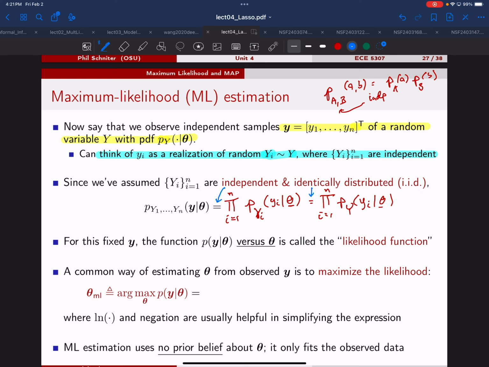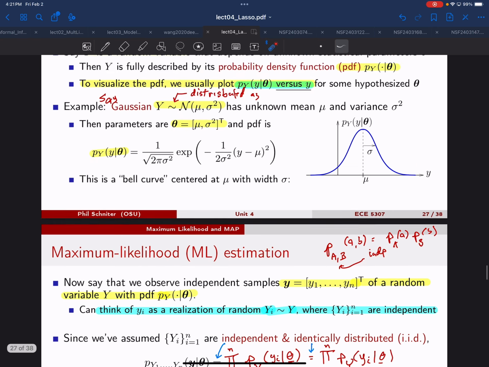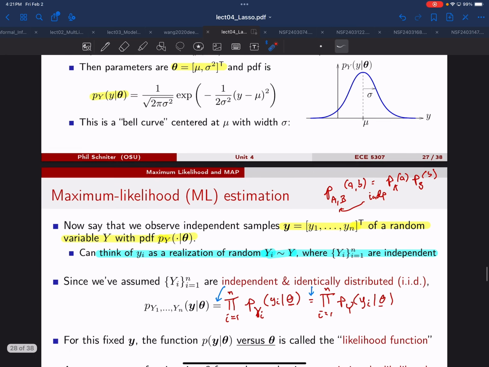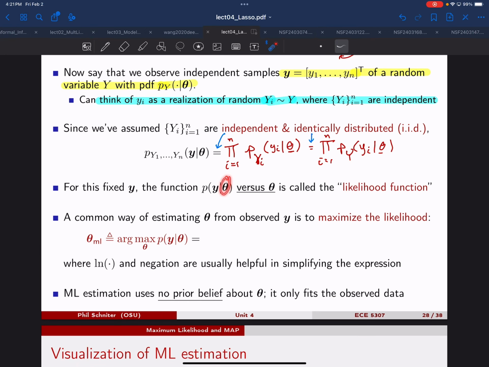Okay, so now this is kind of like the big intellectual leap. We have this function p of y given theta. Let's not think about this as a function of y for fixed theta like we did over here. Let's instead think of it as a function of theta for fixed y, because y is the data we have, that's fixed. The thing we don't know is theta, that's our free variable we're trying to learn. This has a particular name. It's called the likelihood function.